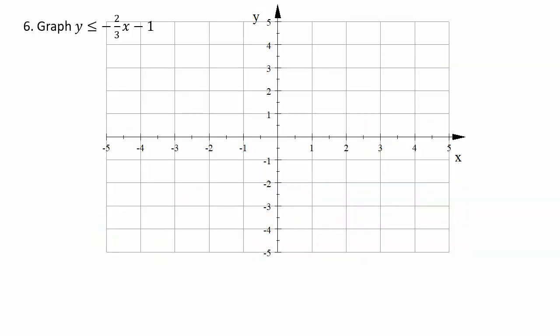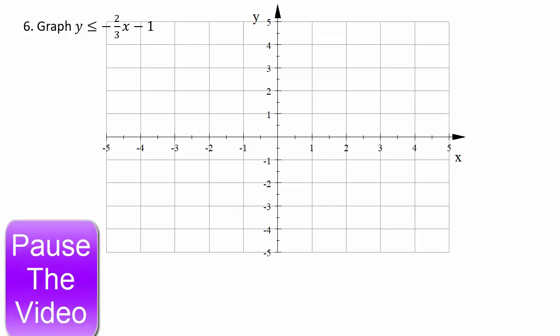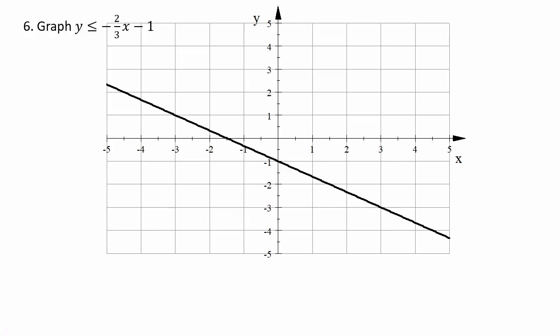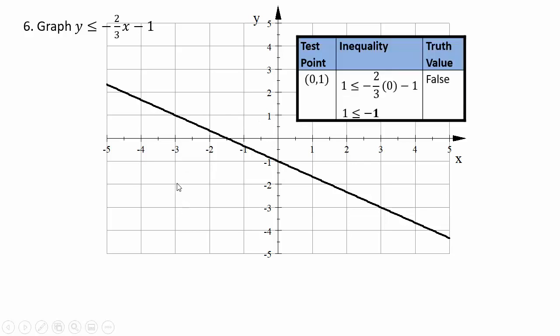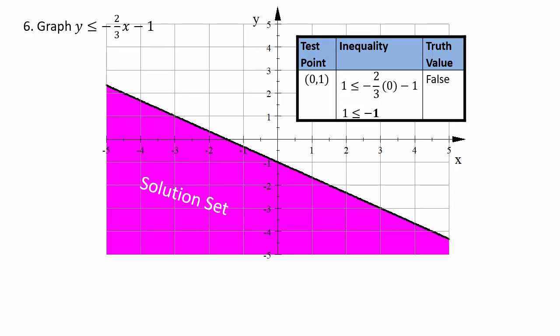All right, go ahead, try this one on your own. So we have our line. -1 is our y-intercept, -2/3 is our slope. So down 2 and over 3, and connect. That's our line. Equal to is allowed, so the line will stay solid. Make our test points, and we can see (0, 1) is not a solution. So everything under the line is our solution set. Infinitely many points are our solutions.